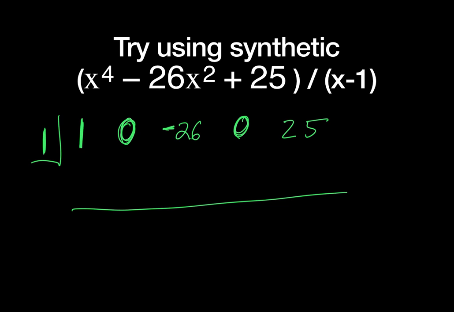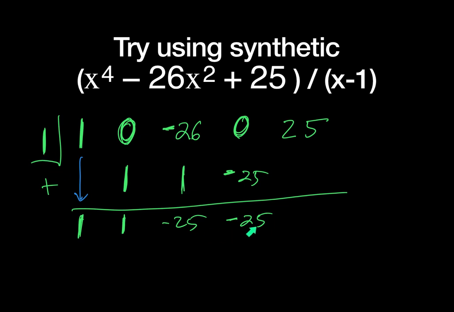Procedurally, bring down the first item, then multiply. 1 times 1 is 1. And then here in this whole process, we're adding. 0 plus 1 is 1. And then I take 1 times 1 again, and I get 1 again. And that will be negative 25. Negative 26 plus 1. Then multiply. Negative 25. 0 plus negative 25 is negative 25.